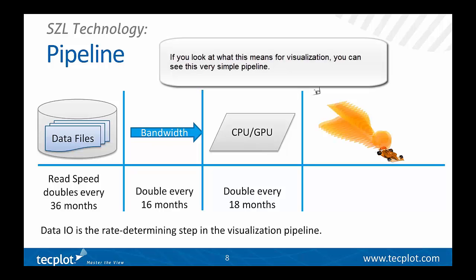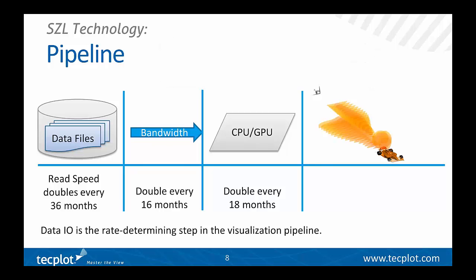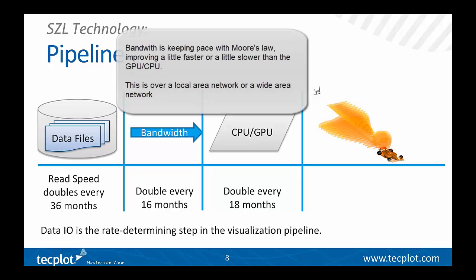So if you look at what this means for visualization, you can see a very simple pipeline. It starts with reading the data from some sort of storage device, and then transferring it to your GPU, CPU on the computer, and then actually displaying the visualization. The CPU, GPU is improving in performance at the rate of Moore's Law. So it's doubling in performance and speed every 18 months. Bandwidth is the same, a little slower.